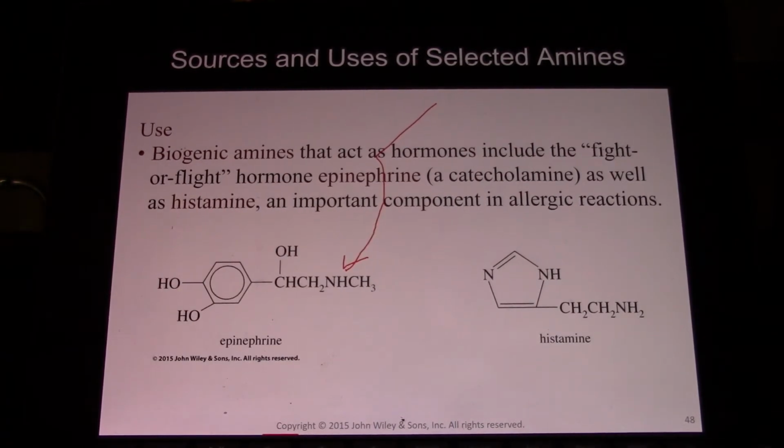And here we have histamine. And so this is coming from a tyrosine. Histamine is coming from histidine. And so the body can convert amino acids into useful biogenic amines.